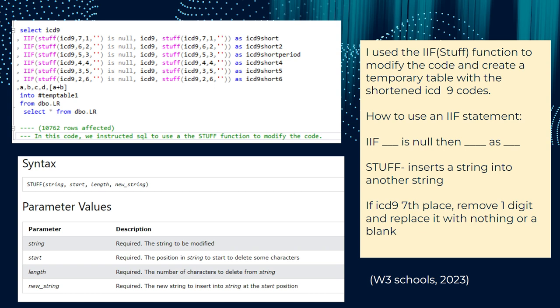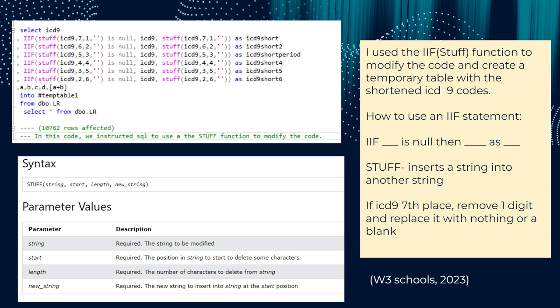So this is how you use an if statement if you've never used one before. It's IIF, blank is null. So if blank, whatever variable it is, is null, then this should happen. So if this, then this, and the AS section of the code is going to just rename it to a different label.